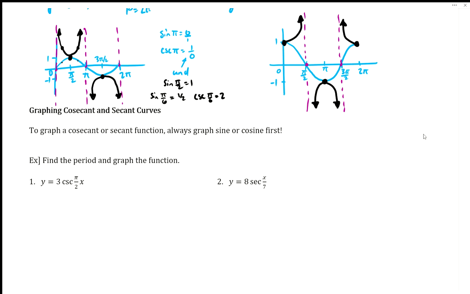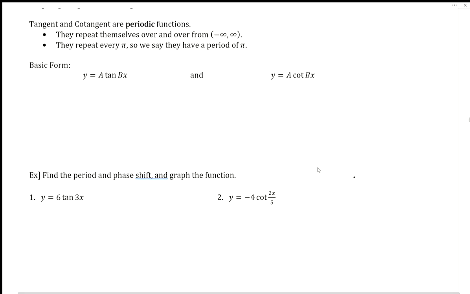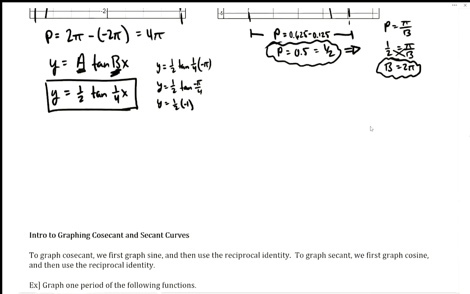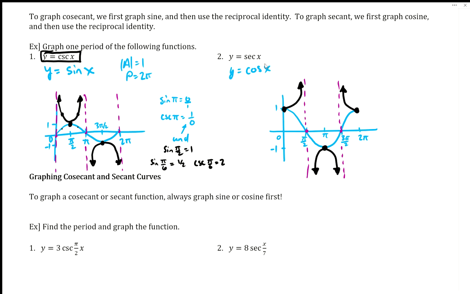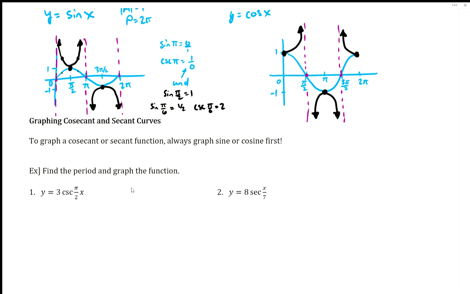Hi everyone, and welcome to our video on graphing a non-shifted cosecant curve and a non-shifted secant curve. We left off in our last video showing the basic cosecant and secant curves, where with cosecant we really just do sine and with secant we really just do cosine. We're going to continue that pattern even if they get more complicated with their numerical values.